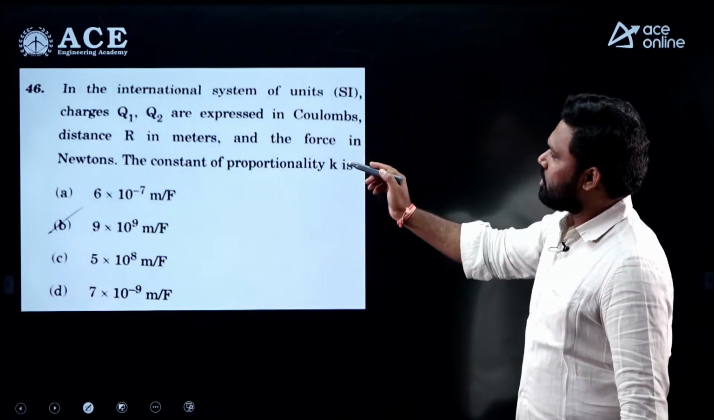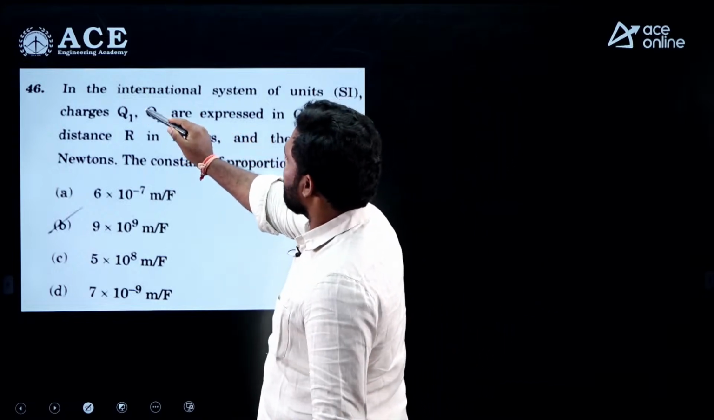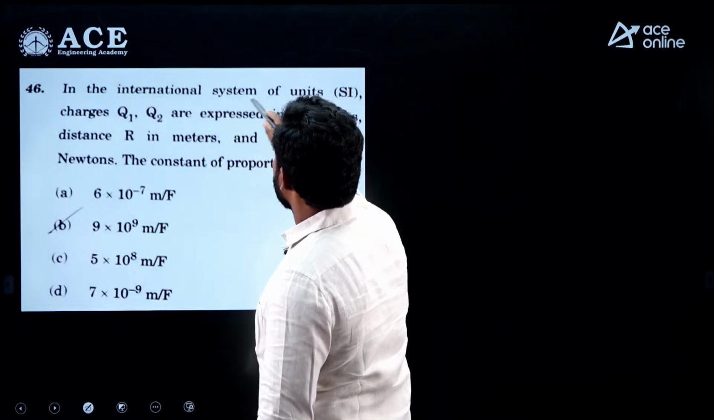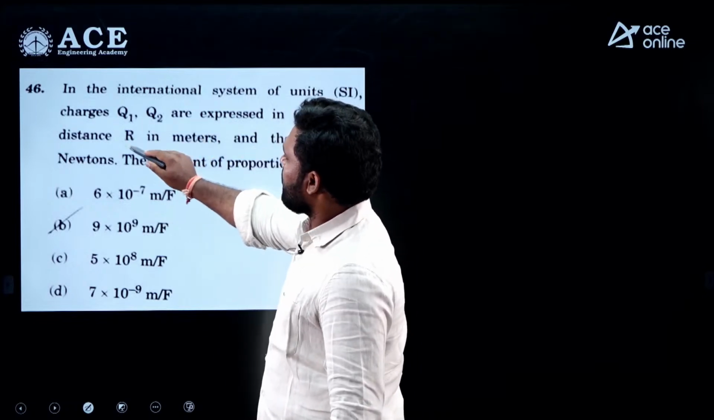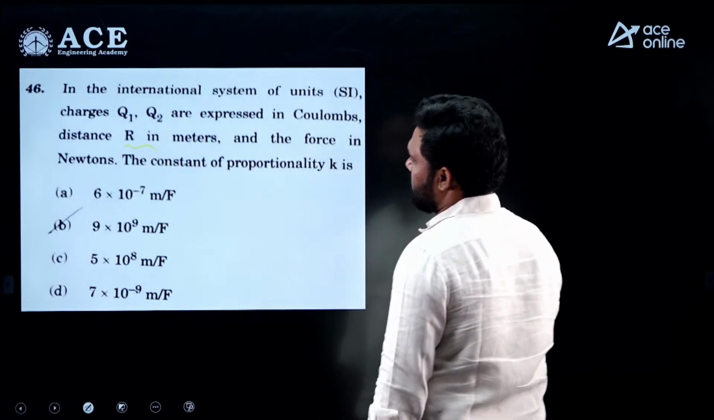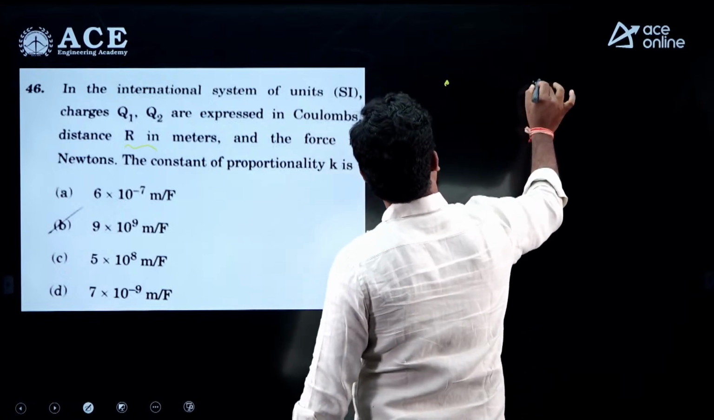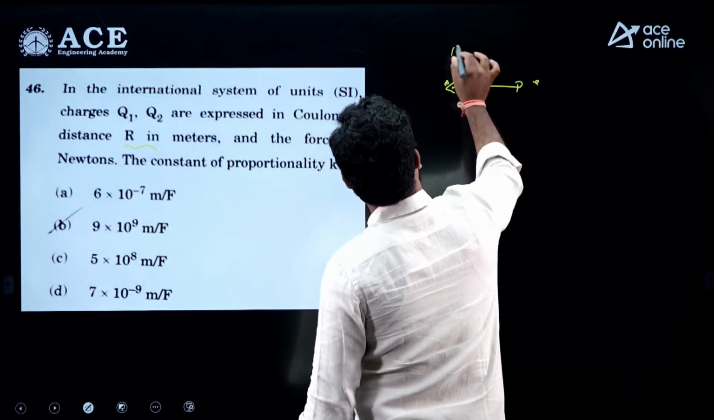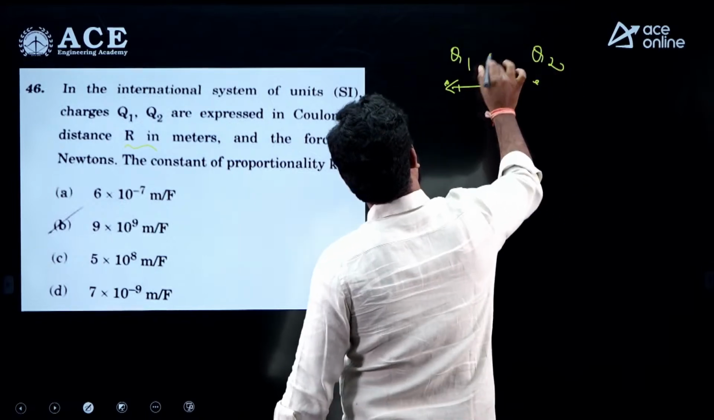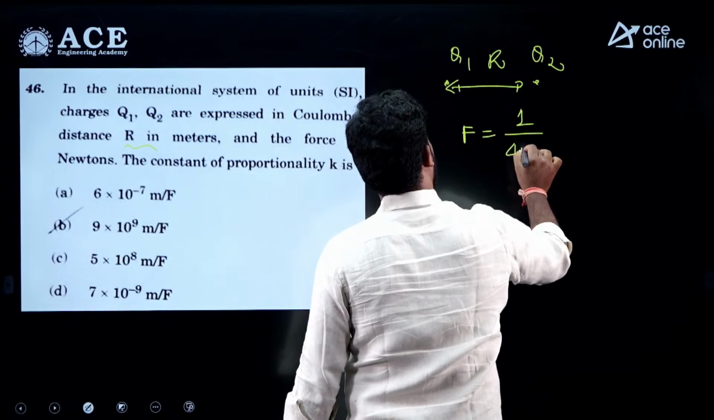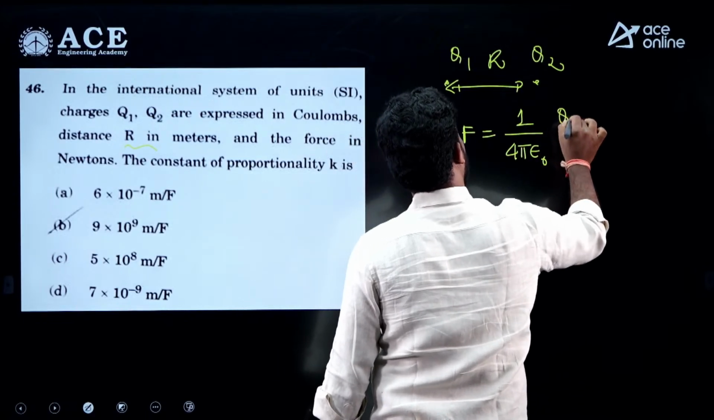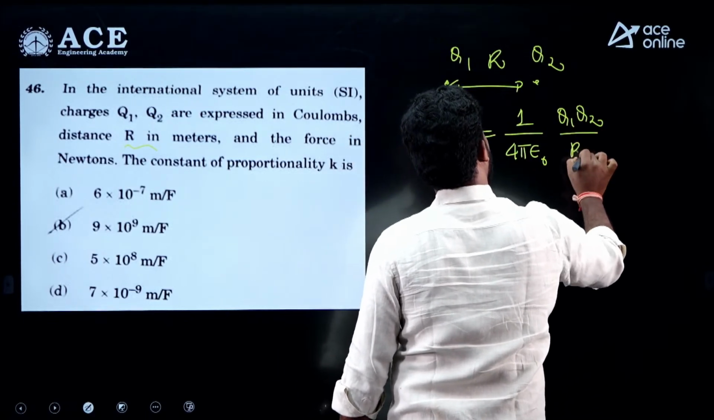Fine, so here is a question. It is very straightforward. In the international system of units SI, Q1 and Q2 are expressed in coulombs, R is the distance in meters, the force in newtons. If there are two charges, here Q1, here Q2, and the distance between them is R, according to Coulomb's law the force is equal to 1 divided by 4 pi epsilon naught into Q1 Q2 divided by R square.